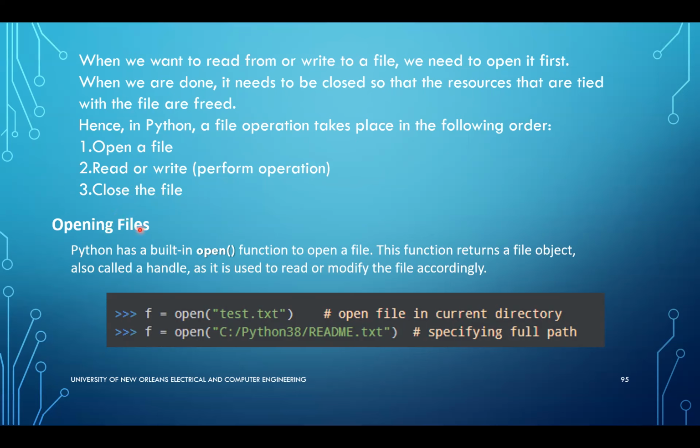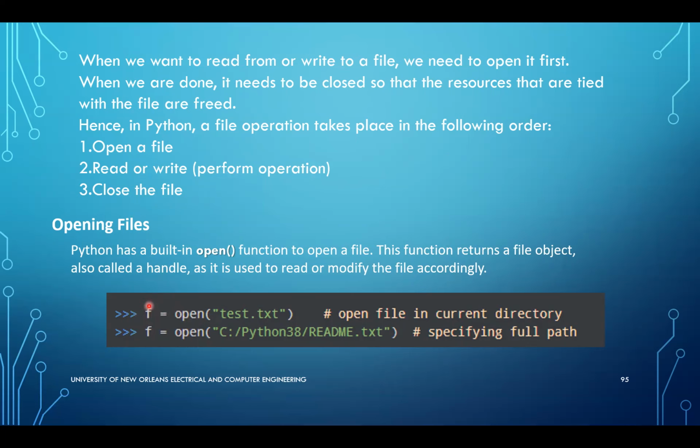So to open files, Python has a built-in open function. This function returns a file object that is also called a handle and is used to read or modify the file accordingly. In this example here, the handle that is returned is placed in this variable f.